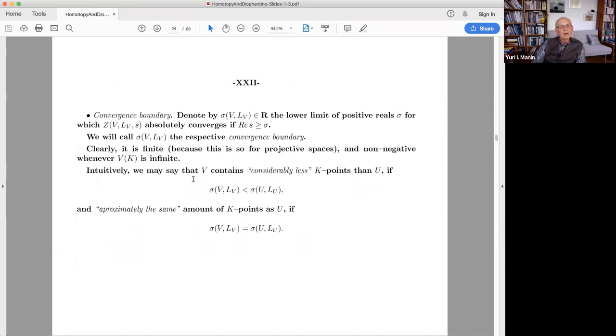And intuitively, we will be imagining that if V sits inside U, then it contains considerably fewer K points if sigma for U is larger than sigma for V. So it's the general measure, not looking at the many details, but very convenient. And also we may say that V and U contain approximately the same amount of K points if these two convergence boundaries coincide.